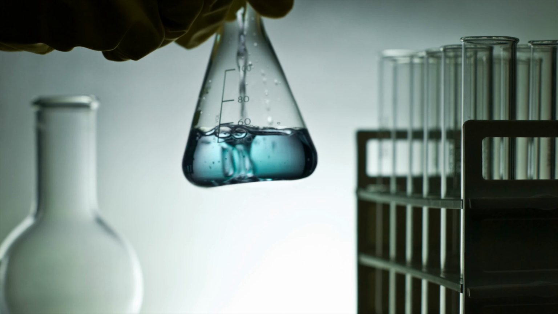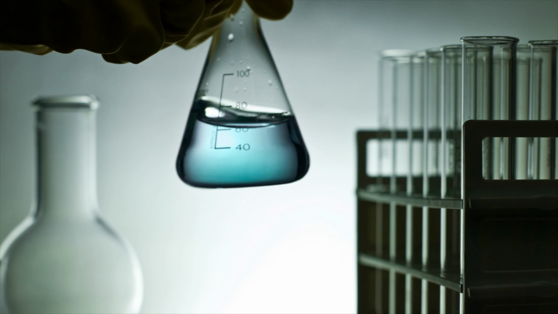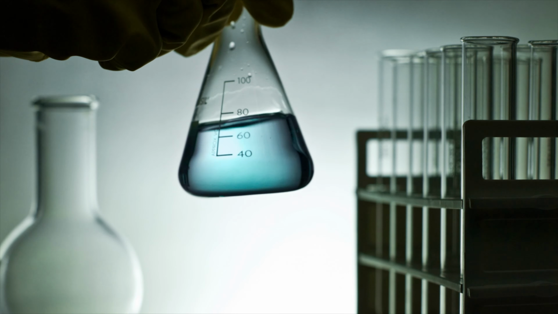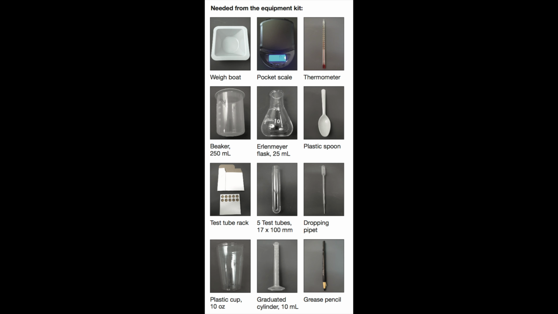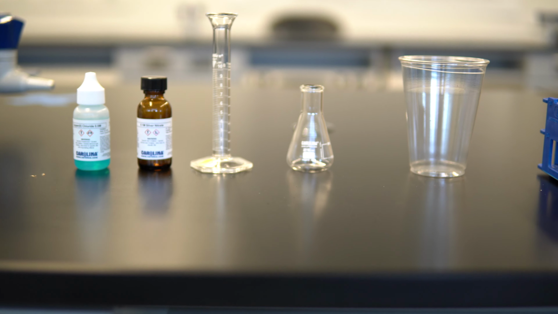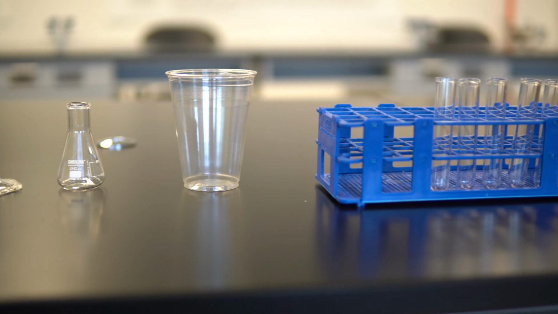The shifts in equilibrium can be monitored by changes in the color of the solution as more products or more reactants are produced. Here is a list of the materials required for this experiment. Read through the procedure, obtain all materials, clean and sanitize the work area.